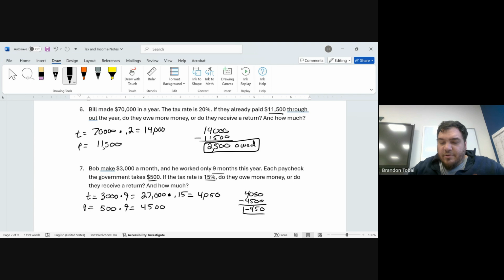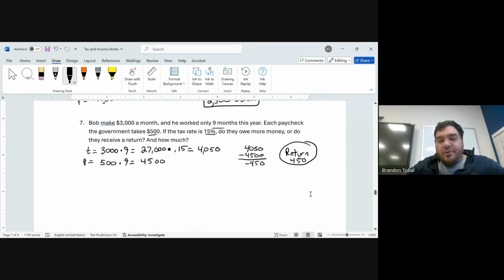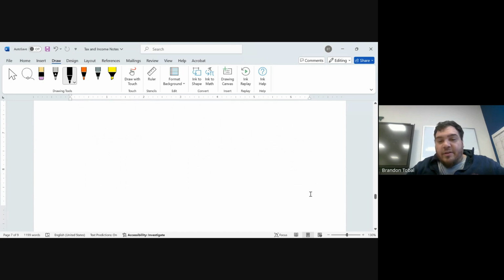negative $450. Which means he should receive, or he gets a return. I guess I'll call it a return because that's what we call it in real life. He gets returned $450 from the government. So the government, after you file your taxes, they'll send you a check for $450, or depending what program you use, they sometimes just direct deposit it.